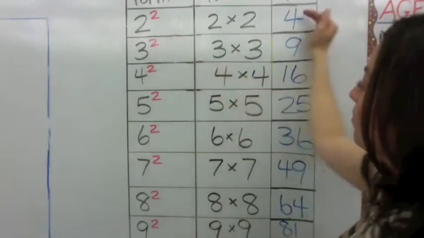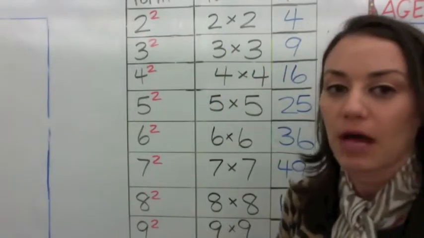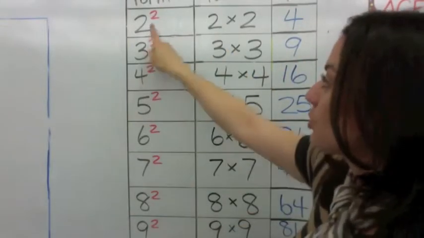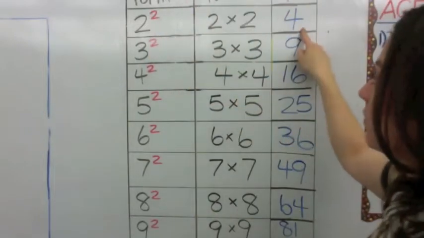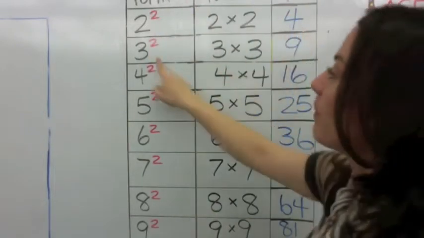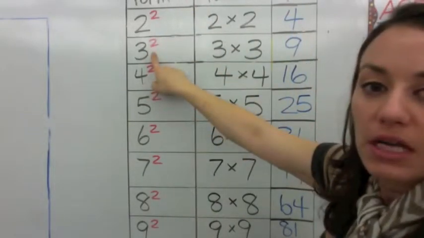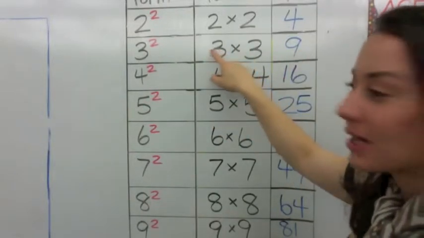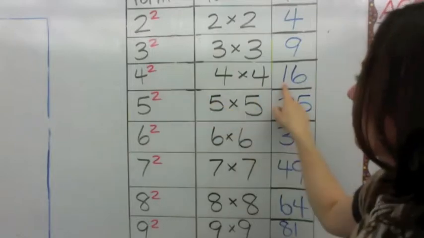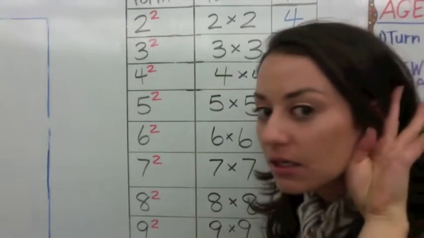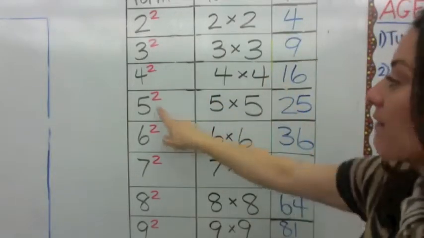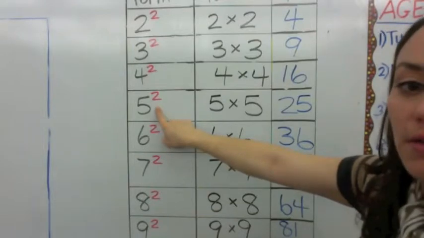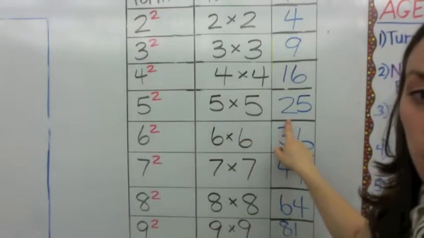Just take a look at the blue numbers. Those are the ones I want you to shout out. Are you ready? What is 2 squared? 2 squared is 4. Very good. What about 3 squared? 9. That means 3 times 3. 4 squared? 16. How about 5 squared? 5 squared is 25.